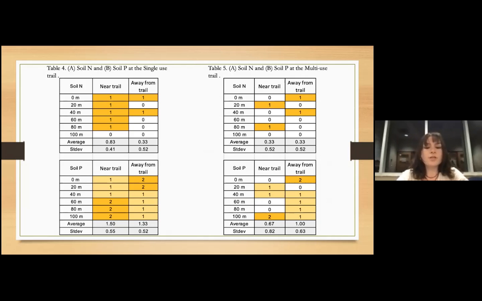But for the phosphorus, it was actually slightly higher near the single-use trail than away from it, and there was not a very big difference near or away on the multi-use trail. But the slightly higher phosphorus near the trail was the only big difference for the soil phosphorus.